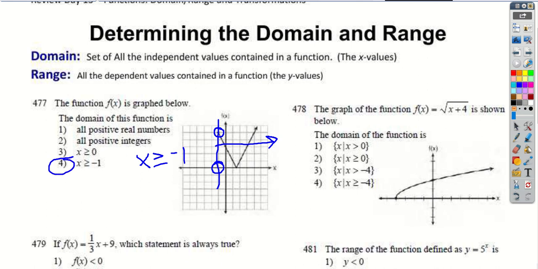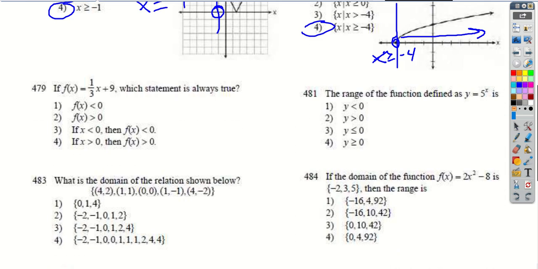Okay, 478, same thing. We're looking for domain, so it's the x values. It starts here, it includes this point, and it goes forever in that direction. So this is -4. So all the x values that are greater than or equal to -4. Okay, so we want choice 4.